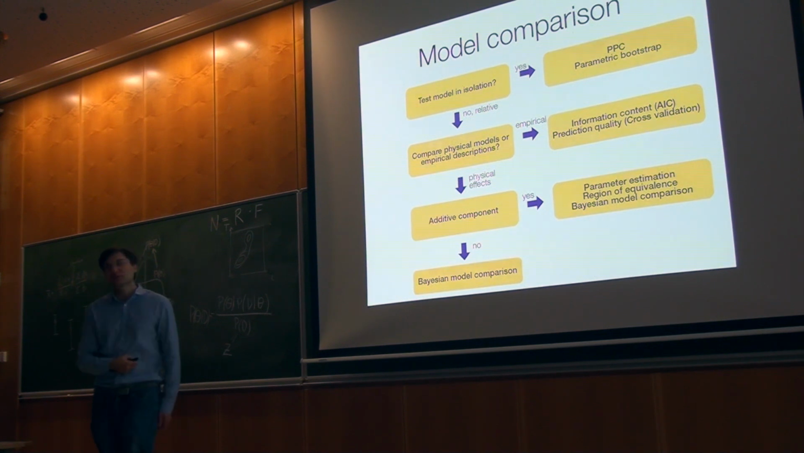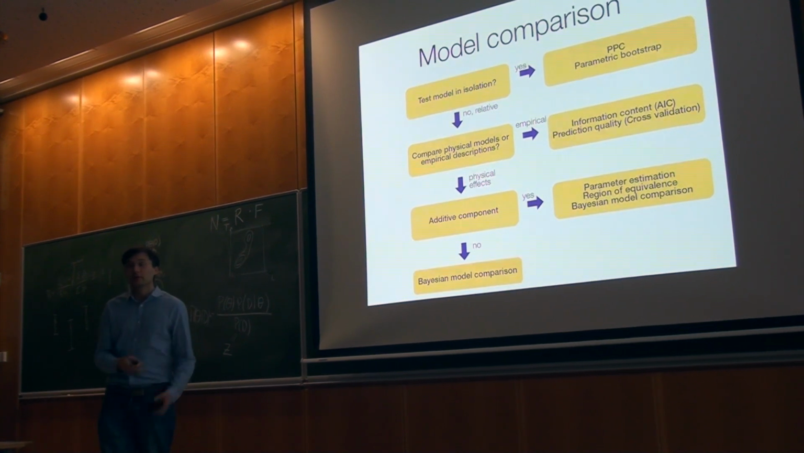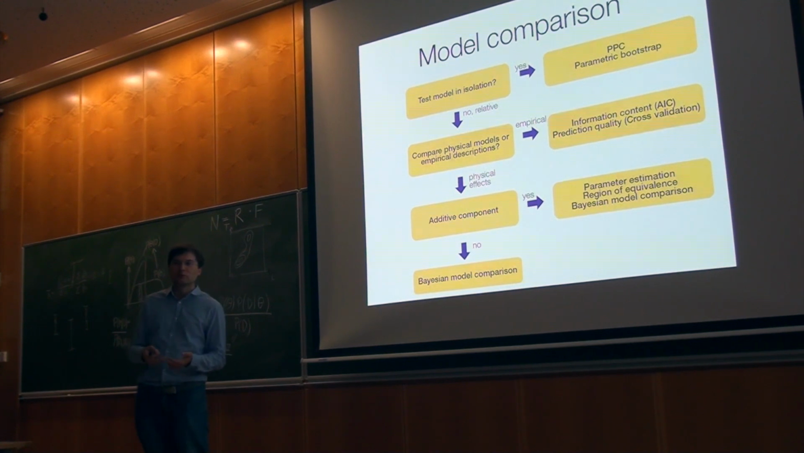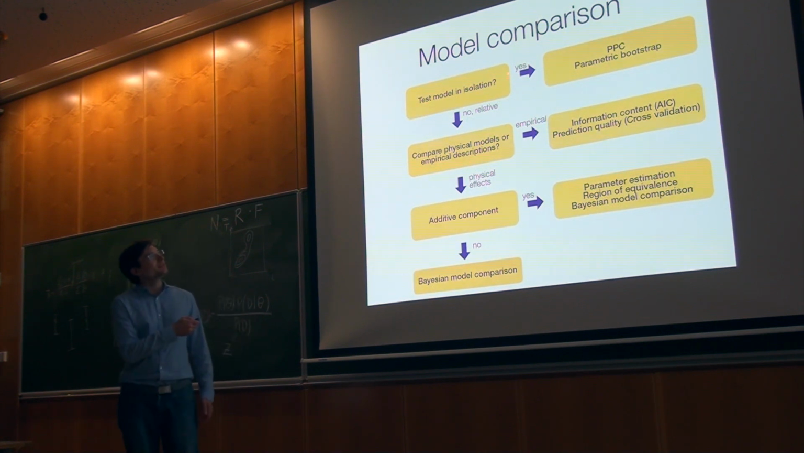So very subjective how you should approach model comparison from my point of view, but everyone has different opinions. It matters if you're testing a model in isolation. So you just have one model and you want to know, is this a good fit? Goodness of fit is a word. What is its mathematical meaning? I'm not sure. But if you want to see if that model could produce your data, you want to do posterior predictive checks or parametric bootstraps to see how well it performs and if what it produces looks like your data.